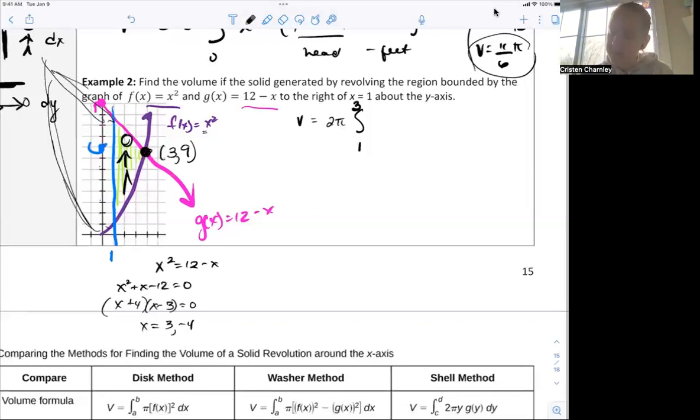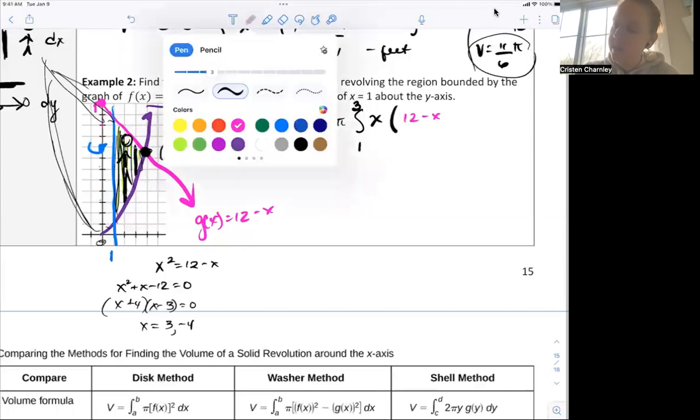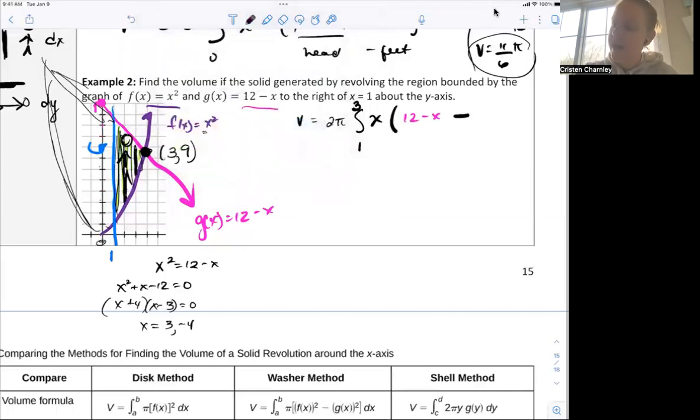Now, radius, I am still rotating around the y-axis. So even though the shaded area doesn't go all the way to the y-axis, your radius is still just the x-coordinate. You know, this Bob has a radius of 2. There's a radius of 2.5 and a radius of 1.5. All the different radii between 1 and 3. So your radius is just the x-coordinate. Now, when we talk about the height of each cylinder, that's Bob's height. So where's the head? The head is at 12 minus x. Where are the feet? The feet are at x squared.